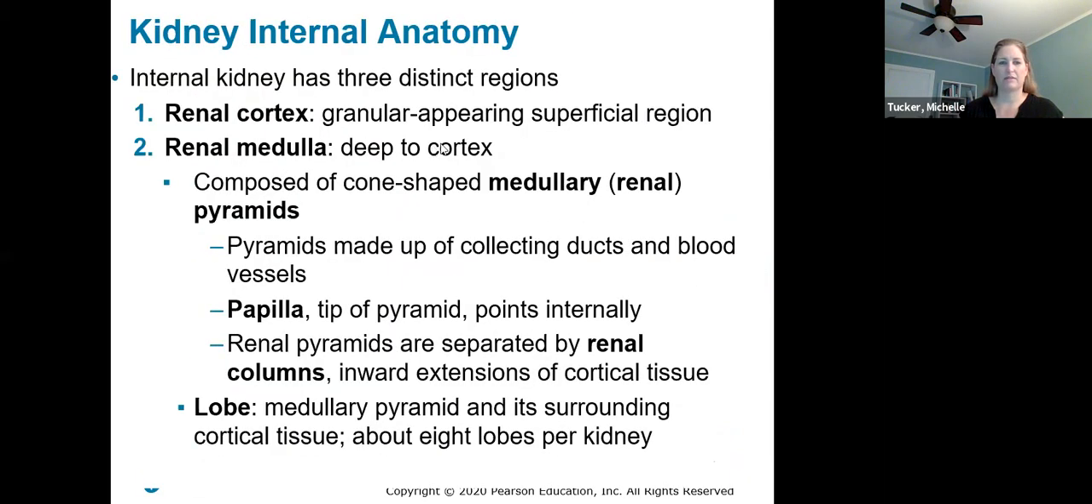I think that covers most of the cortex and the medulla. So we have our cortex is a superficial region. It does come down to form columns and separate those renal pyramids. The medulla is a layer, and it's defined as pyramids. Pyramids are made up mainly of collecting ducts and then also quite a few blood vessels, the vasa recta. It ends in the papilla, which then drains into a minor calyx, a major calyx, the renal pelvis, and the ureter.